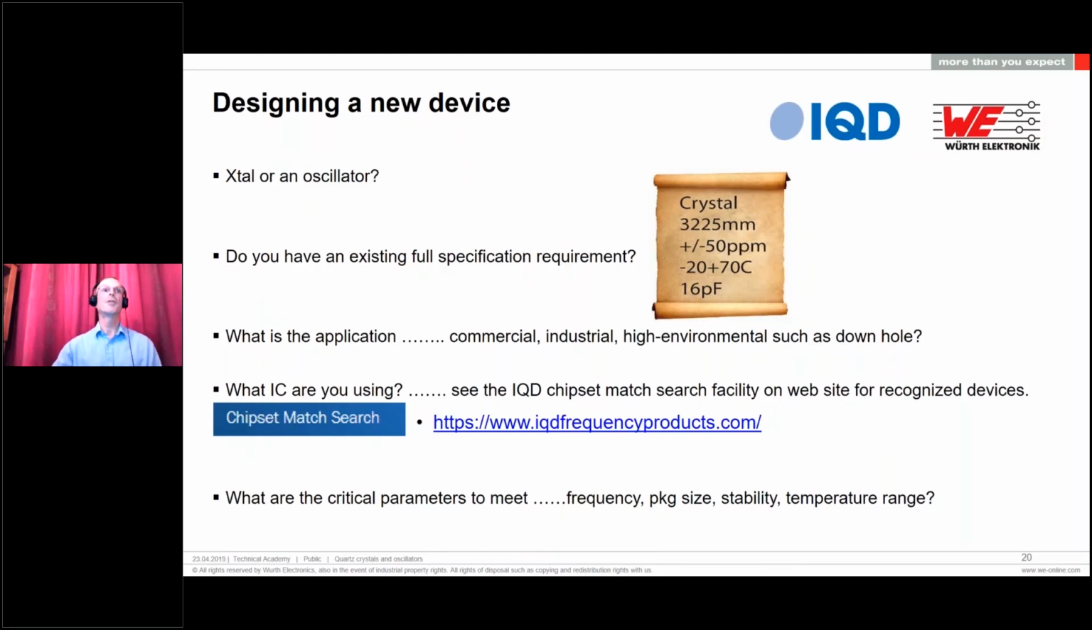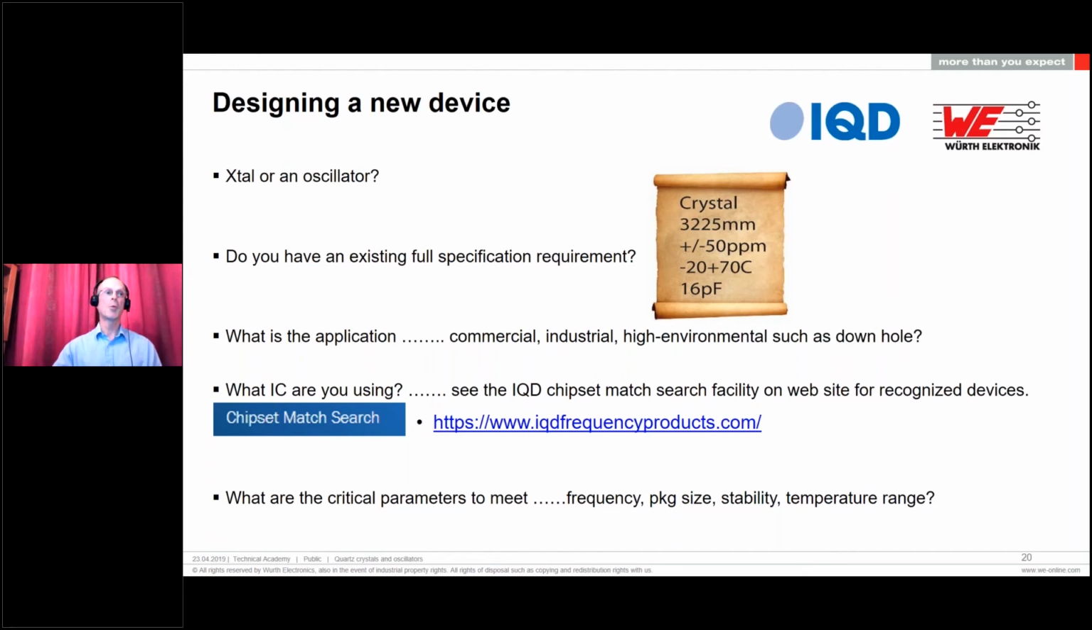So you're designing a new device. Hopefully you've chosen which route you want to take, a crystal or an oscillator. First of all, do you have an existing full specification requirement? What is the application? Is it commercial, industrial, higher environmental? These are things which we like to discuss with customers, and we can guide you on what you need for the specification, and we look at that in combination with what the application is. Obviously, if you're producing things like low cost toys, where the spec is quite wide, then that's quite easy. If you have higher environmental specs, such as downhole, then we have to look at different devices to survive that environmentally.